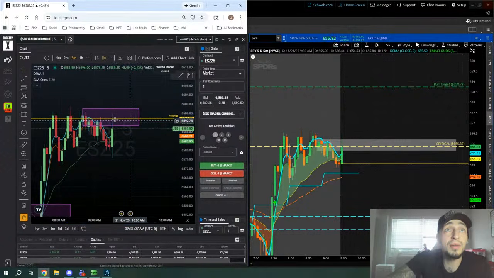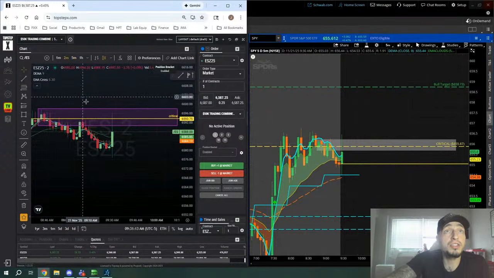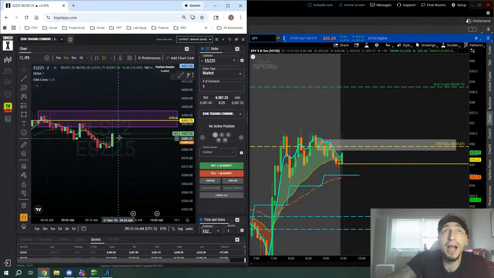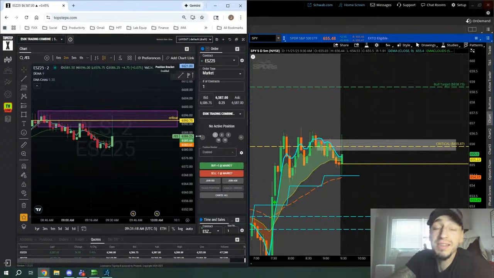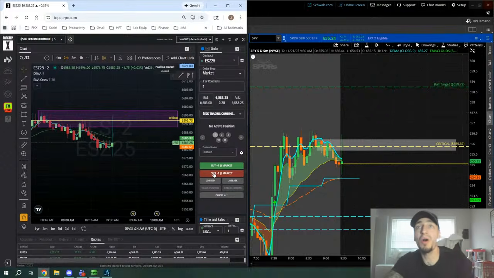Let's see what happens. That's the GBI right there. What are sellers going to do? If we close below that 20, I might have to put on something small. I don't know. Oh, boy.